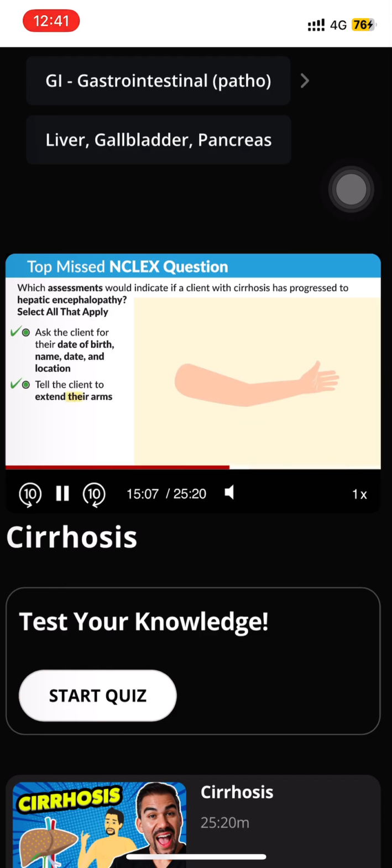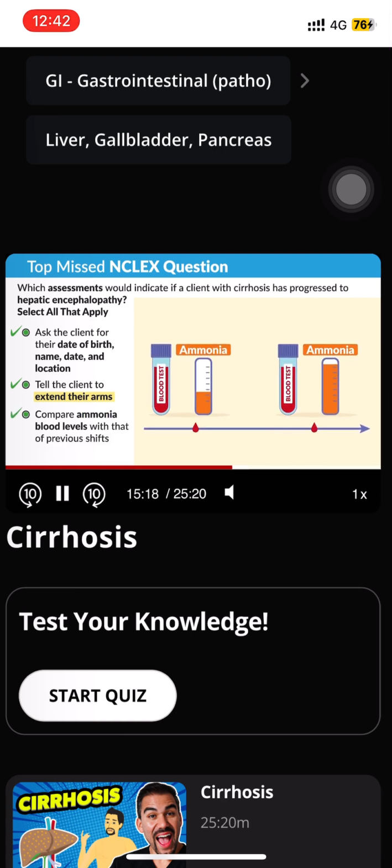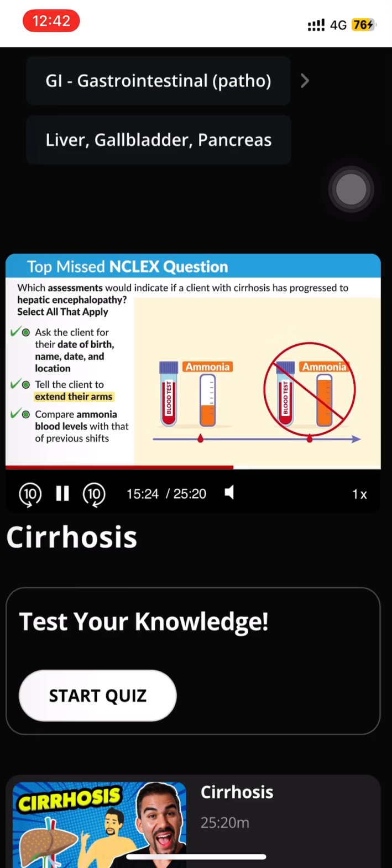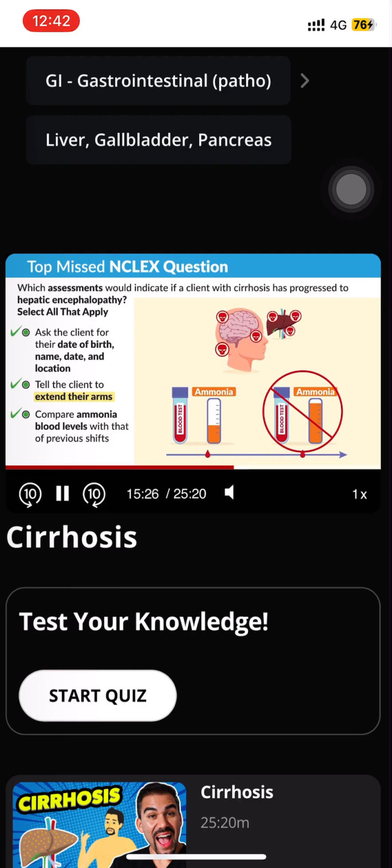Tell the client to extend their arms. Yes, the key term there is to extend the arms to assess the muscle twitching. And lastly, compare the ammonia blood levels with that of previous shifts. Yes, ammonia levels should not be going up. If they are, it will cause more hepatic encephalopathy.